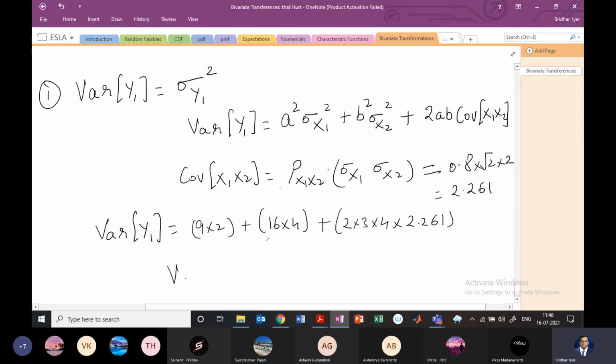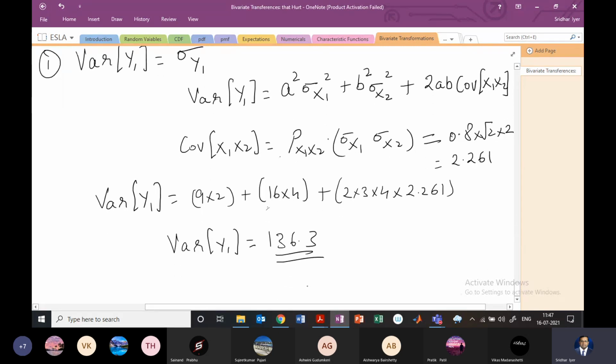Let's see what I get. Variance of y1. 136.3. Check. 136.28. Yeah, 136.3. Okay, that's good.